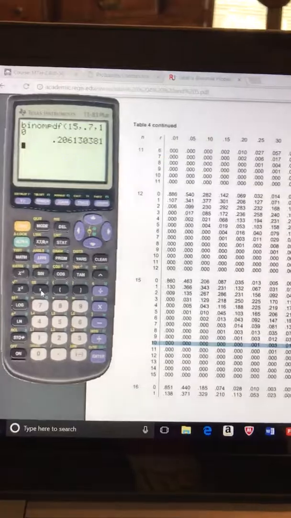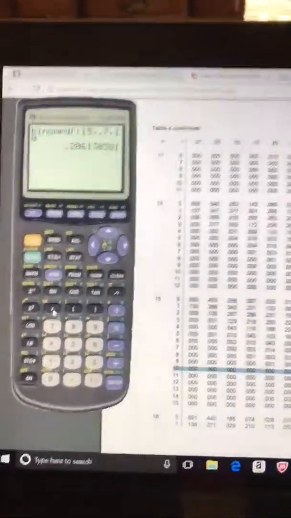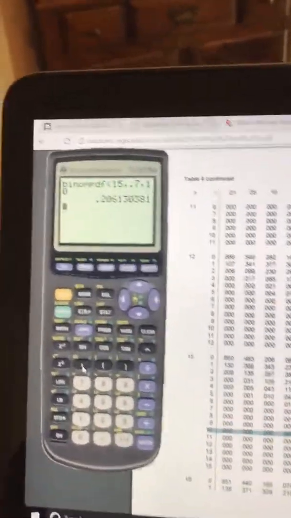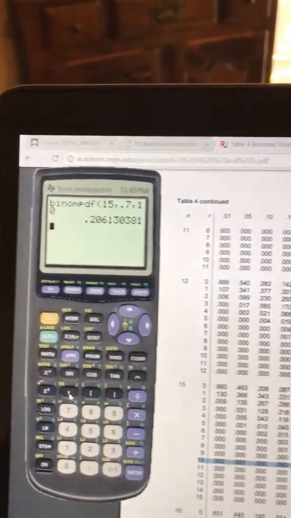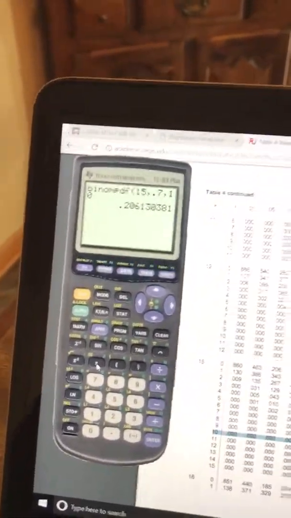And we still get 0.206. Now the calculator is more accurate, so it does more decimals, but it's still the same if we round. Usually these are always rounded to 3. So 0.206.